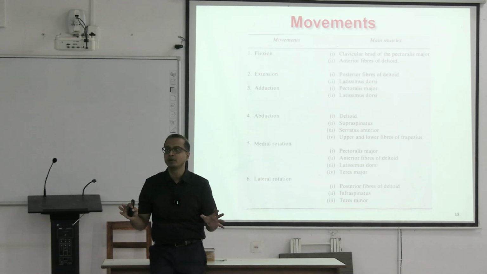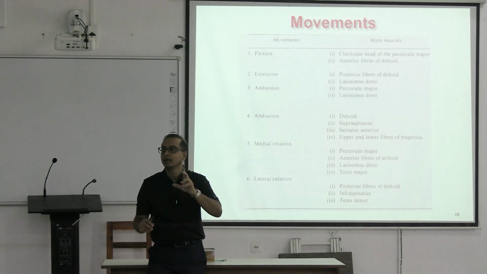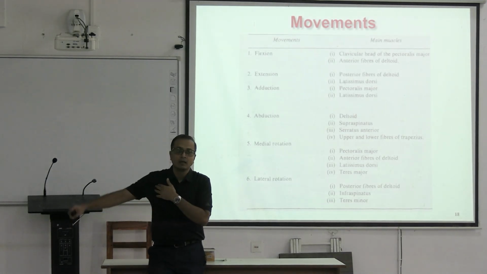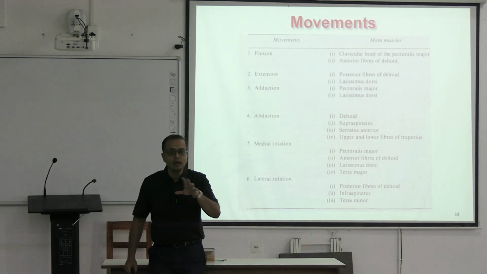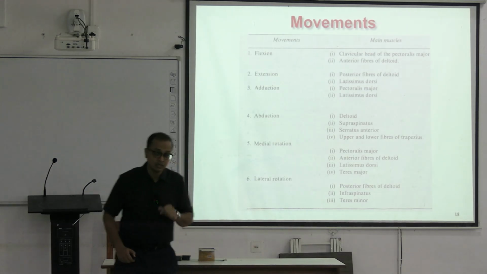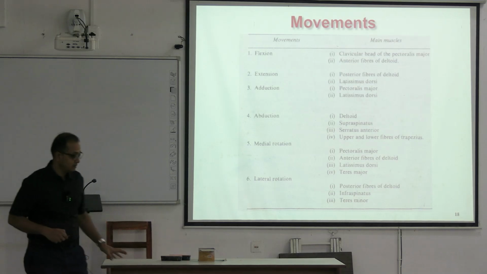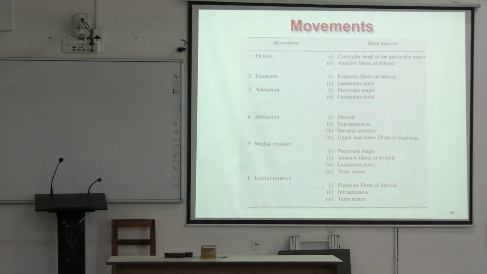Be it what type of movement it is, you can place deltoid in it, except one thing, which is abduction. Deltoid can do anything, but no abduction. That's the simple rule. So this particular muscle movement taking place over here is assisted by the nerves.